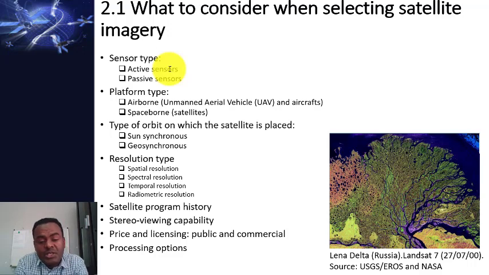And another issue is processing options. Some satellite imagery requires huge skills in processing the data, skills in removing the errors and the like. So these processing options also matter. But some of the major factors one needs to consider in selecting imagery are the type of sensor, the platform type, the orbit type and resolution type. These are the factors, okay?